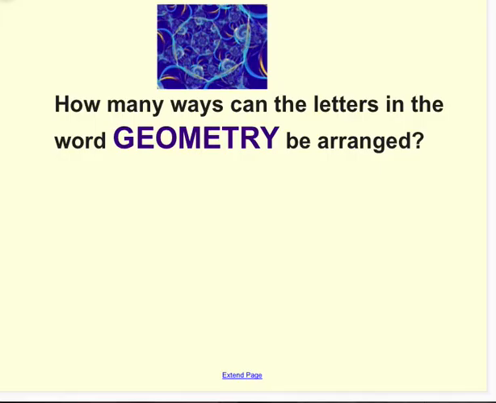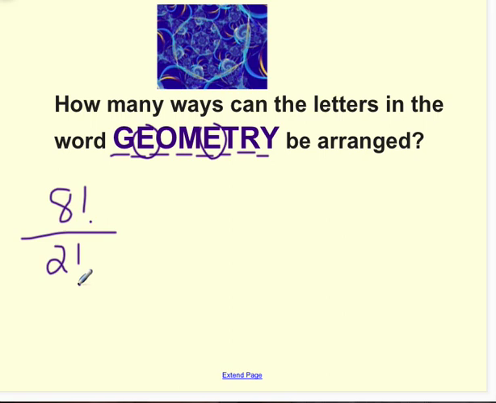How many ways can the word geometry be arranged? Well, in the word geometry, there's 1, 2, 3, 4, 5, 6, 7, 8. So there's 8 letters. So that means there's going to be 8 factorial on top. Then on the bottom, we need to account for letters being repeated. Well, that's just going to be the E's. So it's really just being divided by 2 factorial. So this example is a lot more simple than our Mississippi example.